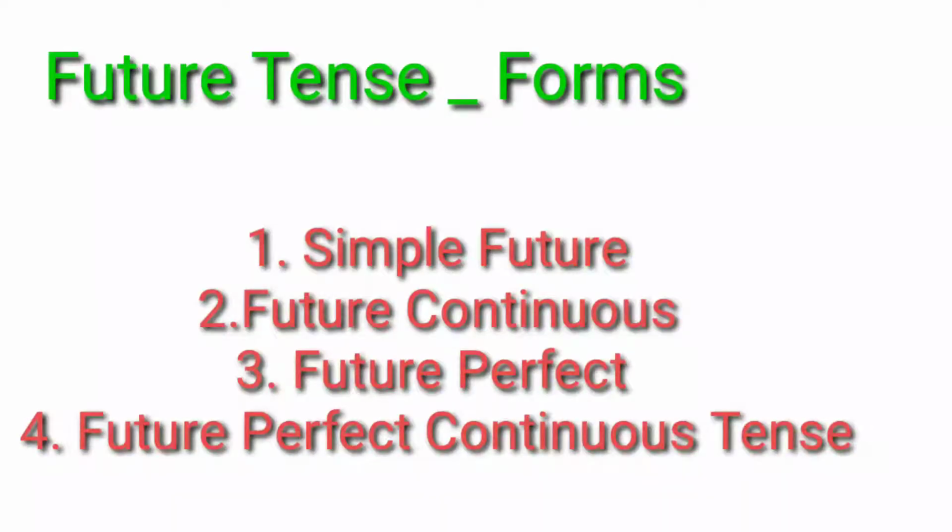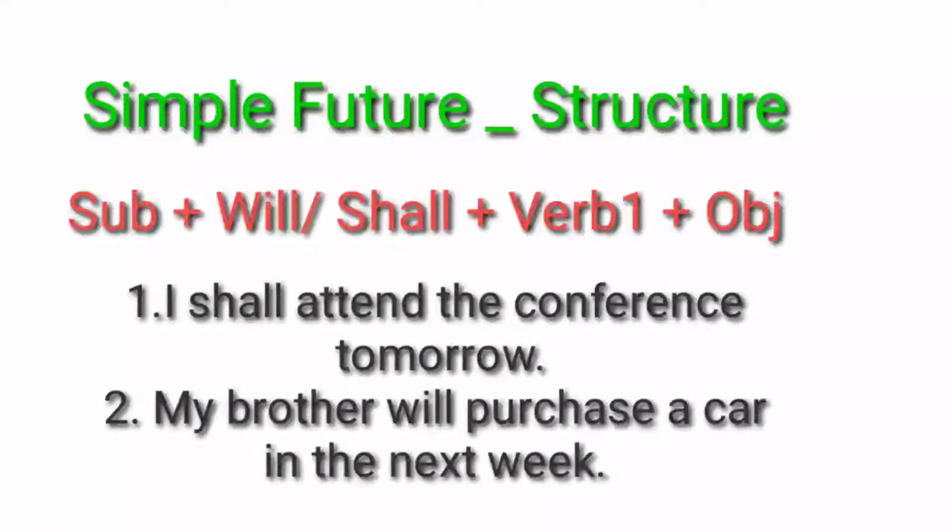See students, these are the four forms of future tense: simple future, future continuous, future perfect, and future perfect continuous tense. Now let us learn each one with their structures and examples. First one, simple future. What's its structure?